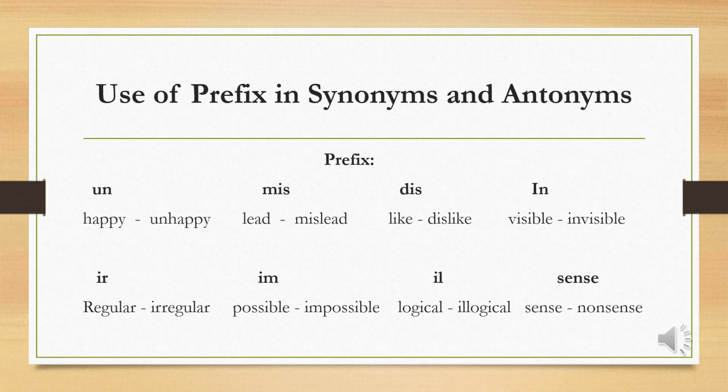Many antonyms are formed by adding the prefix "un" to an existing word. For example, happy, unhappy, kind, unkind.